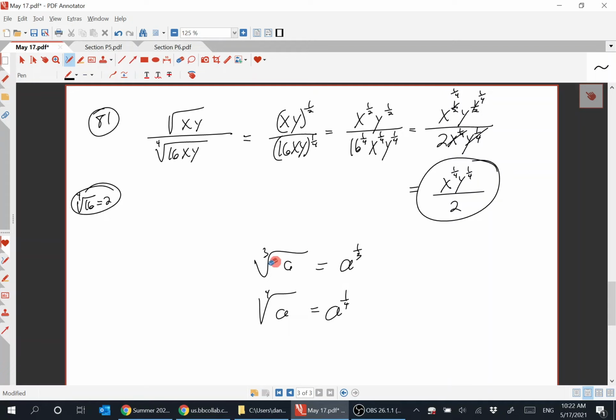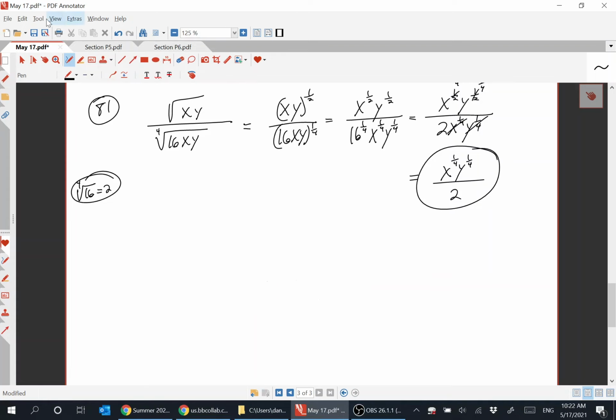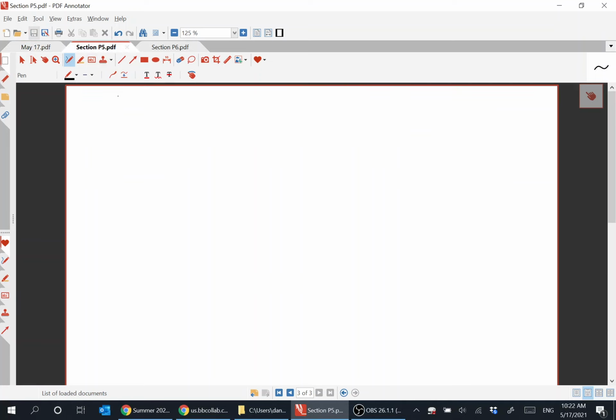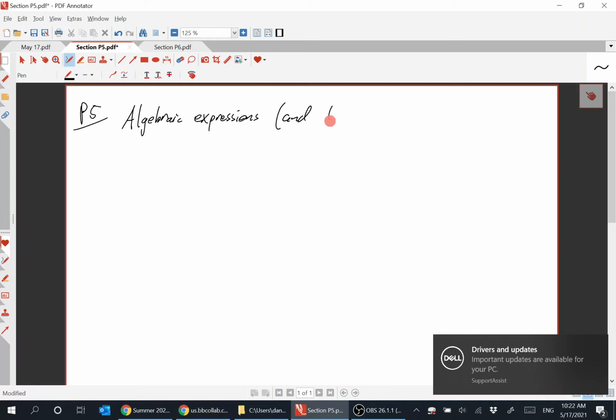Okay. Alrighty. Let's move on to section P5. So P5 is on algebraic expressions, and also polynomials. It's not the title in the book, but I'll stick that in there.